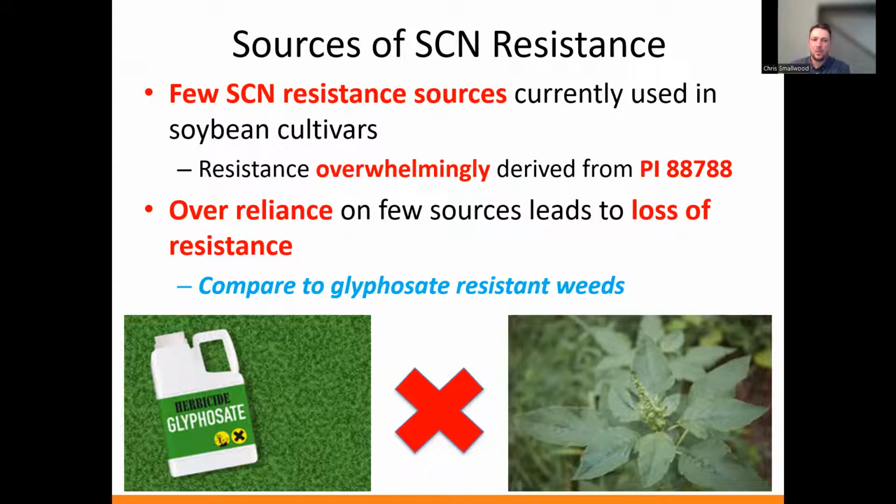And a good analogy would be the herbicide glyphosate and some of the weeds that were able to develop resistance when this herbicide was applied heavily without using other modes of action. And so this is just a picture of the pigweed or Palmer amaranth, which has become quite problematic. And we want to avoid this happening in our varieties of soybean cyst nematode resistance.